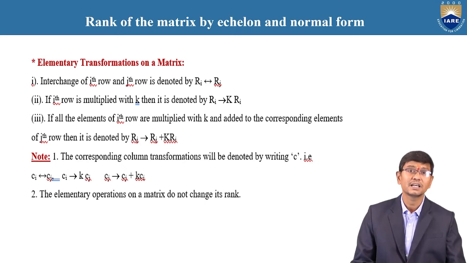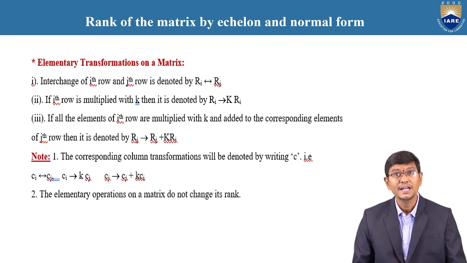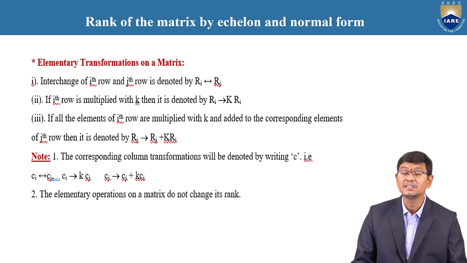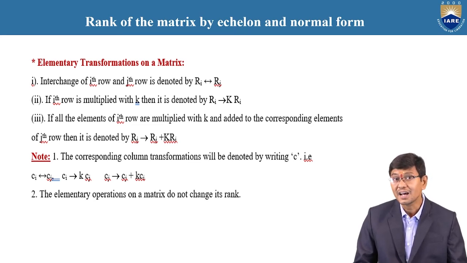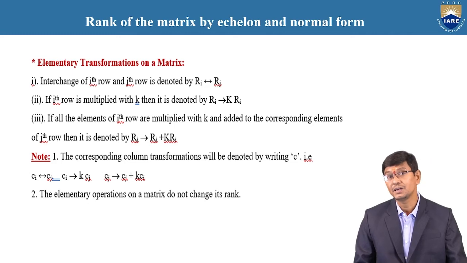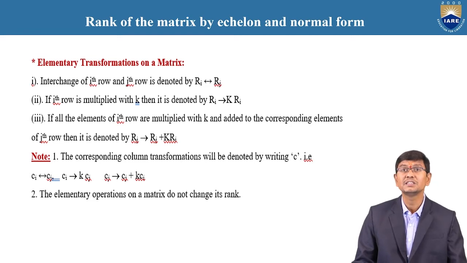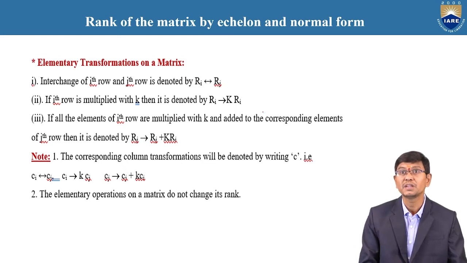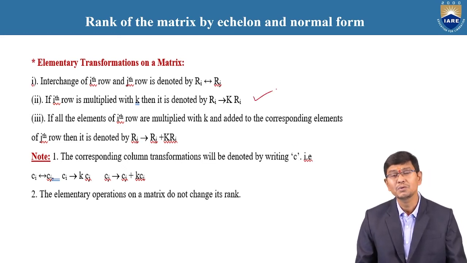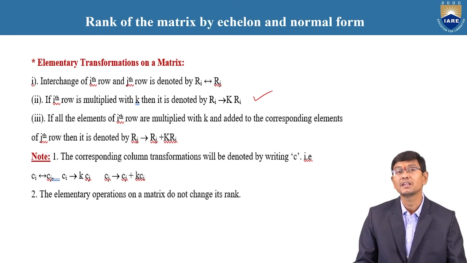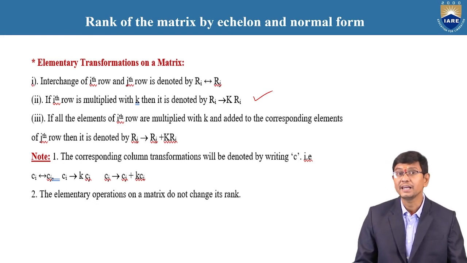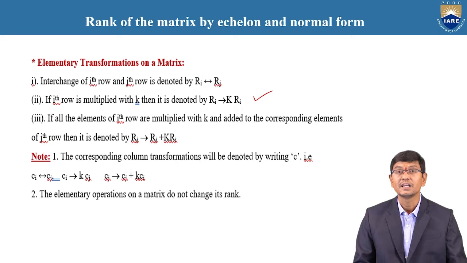Based upon the three conditions, one is the interchange of any two rows, that is the interchange of the ith row and the jth row, which is denoted Ri interchange Rj. That is nothing but the interchange of any two rows. The second one: if the ith row is multiplied by k, then it is denoted Ri implies k into Ri. That is, by taking any row and multiplying it with any non-zero number, some k, depending upon the constant value you consider. That is the second property.